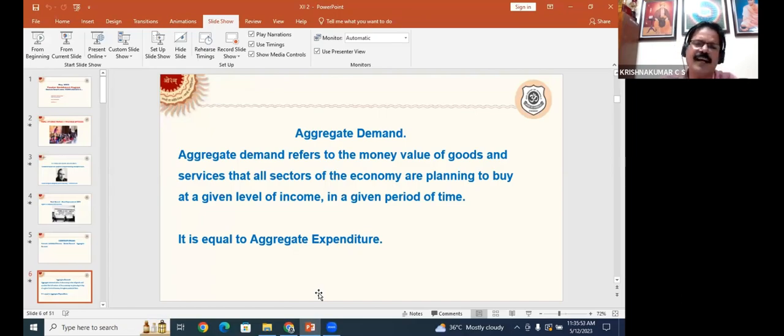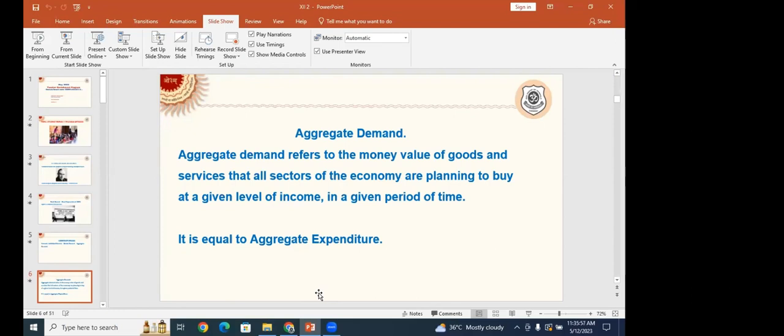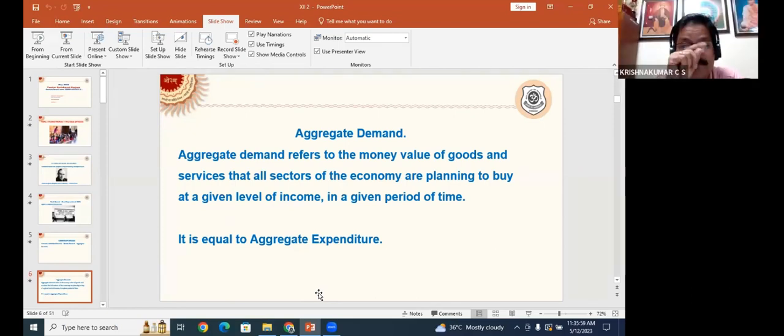And where does it start from? Will it start from the origin? Positive quadrant. Yeah, it will start from the positive quadrant because we have an autonomous consumption. Yes, it will start from a point along the y-axis and it will slope upward from left to right, because we know that as income increases, aggregate demand will also increase because consumption will increase.